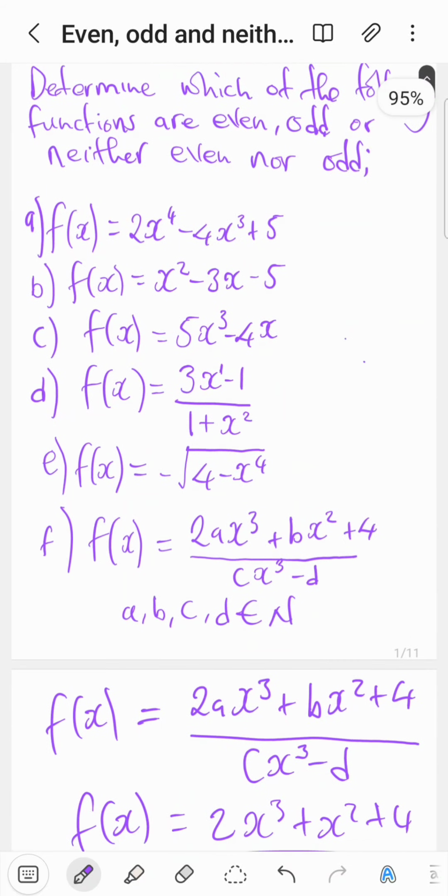Okay, so that's all about even, odd, and neither. So a function can't be both even and odd. So if you find it's even, you end from there. If you haven't found even, you move on to odd. If you haven't found odd either, then the function is neither even nor odd.